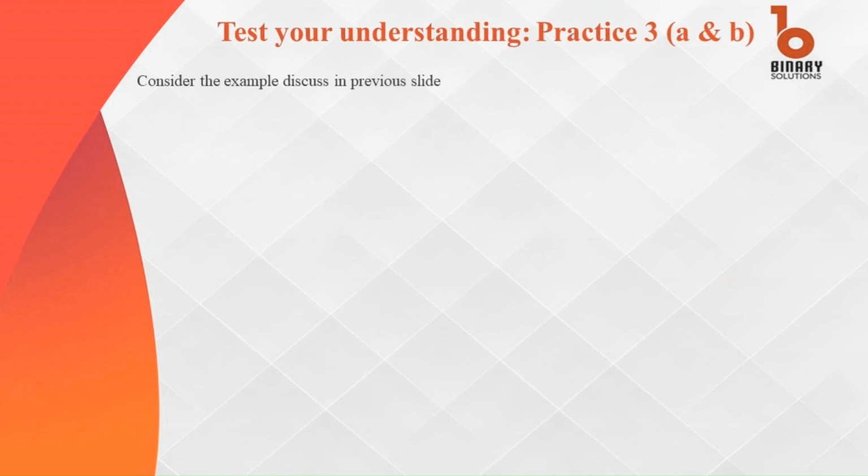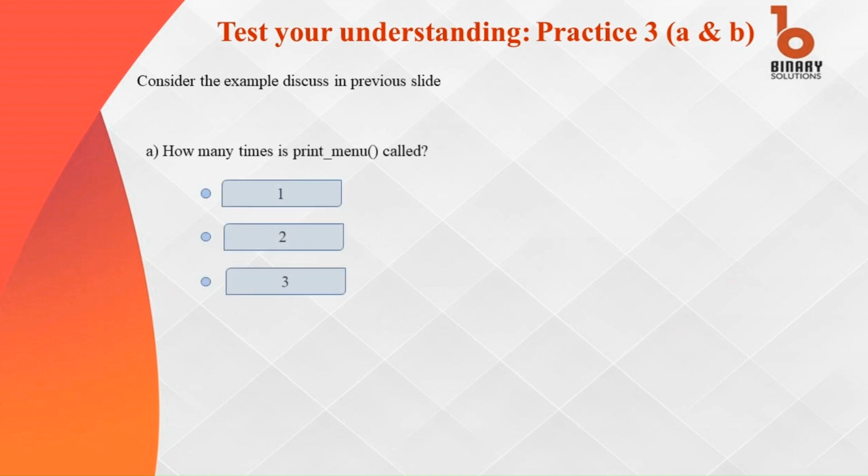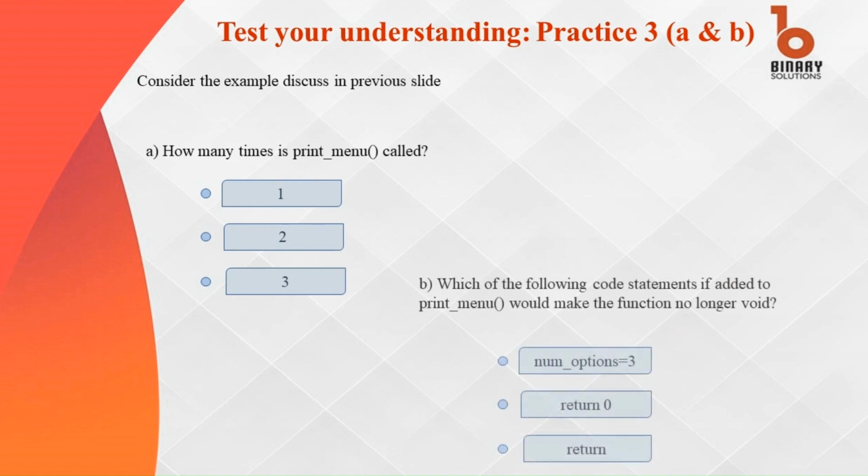Alright, after discussing the concept of a menu system with the help of an example, let's put your understanding to the test. Here's question 1. In the menu system example we just discussed, how many times is the print menu function called during the program's execution? Here's the last question. In the menu system example, which of these statements, if added to the print menu function, would make it no longer a void function? Think it through and let us know your answer below.